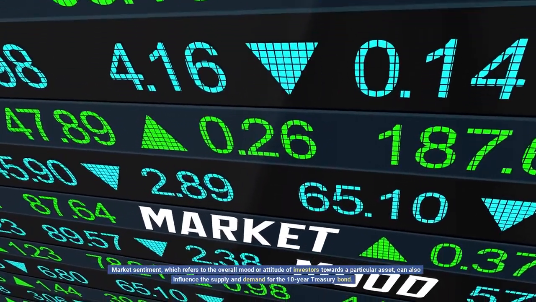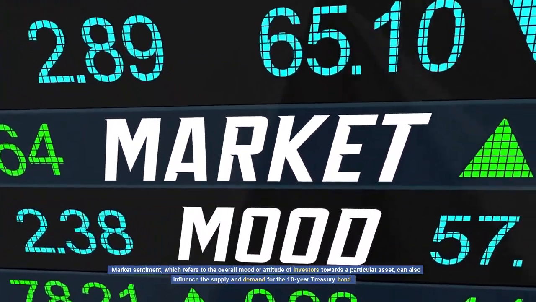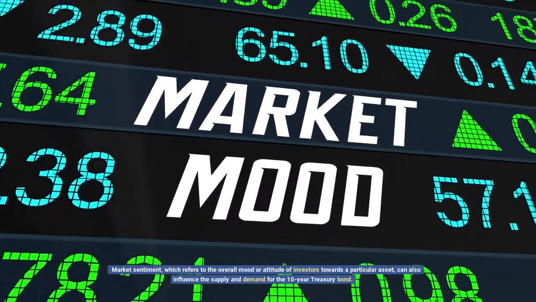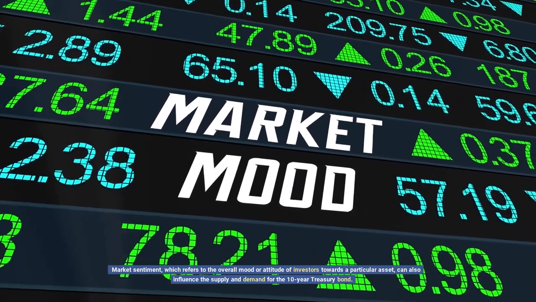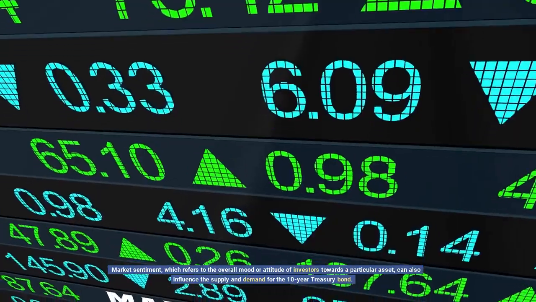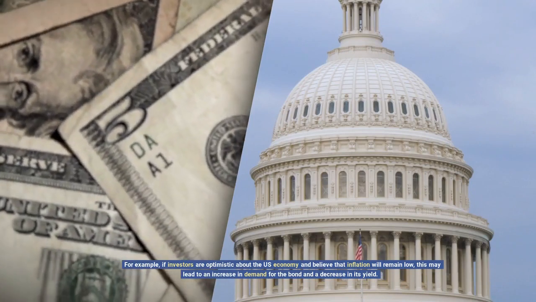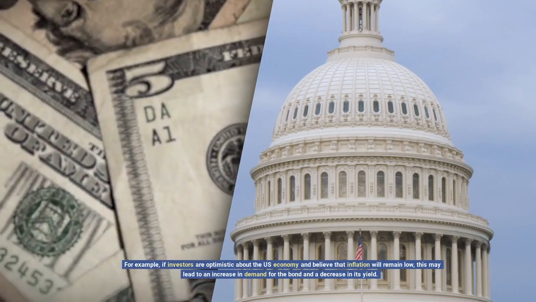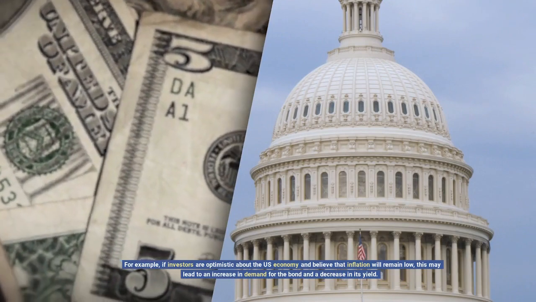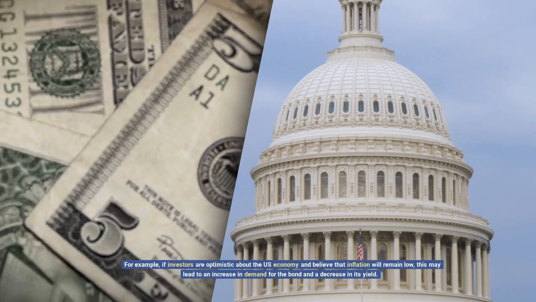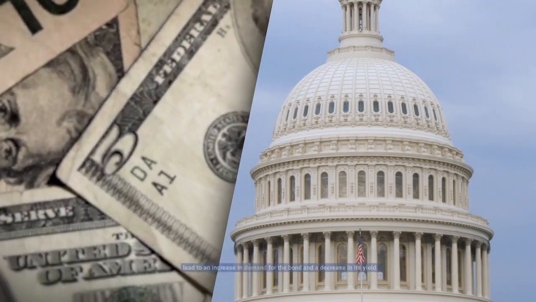Market sentiment, which refers to the overall mood or attitude of investors towards a particular asset, can also influence the supply and demand for the 10-year Treasury bond. For example, if investors are optimistic about the U.S. economy and believe that inflation will remain low, this may lead to an increase in demand for the bond and a decrease in its yield.